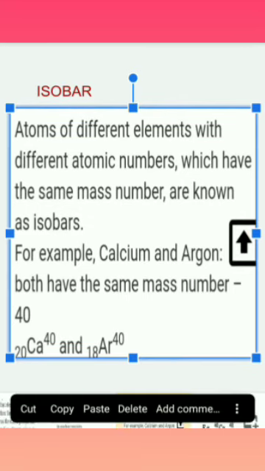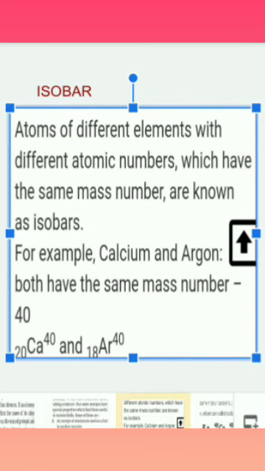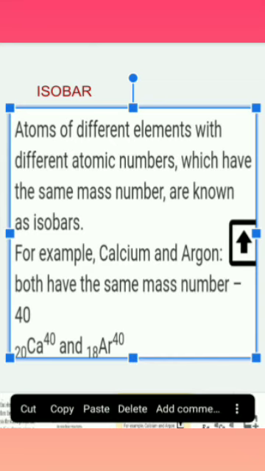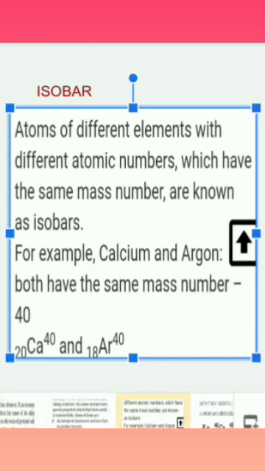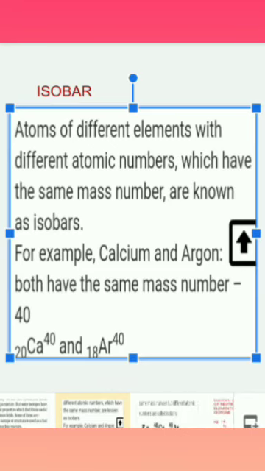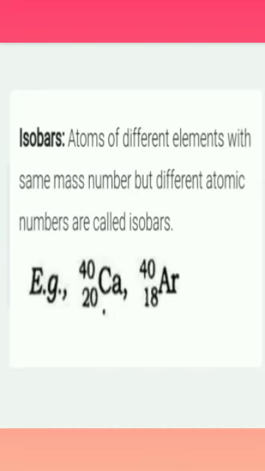For example, calcium and argon. Calcium atomic mass is 40, argon atomic mass is 40, but calcium atomic number is 20, argon atomic number is 18. So, here which is same? Yes, mass number is same. Here calcium 40, argon also 40. Atomic number calcium 20, argon 18. So, atomic number is different, but mass number is same. That type of elements are known as isobars.